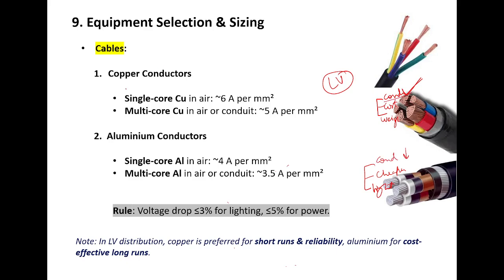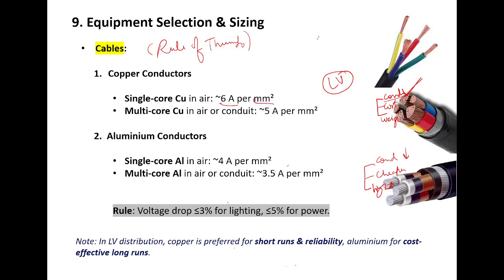Clear? So these are your rules of thumb for how to calculate the size of cable. If you are using copper conductor, for a single core cable installed in air, take 6 amperes per square meter.